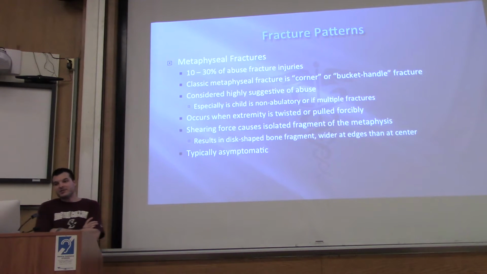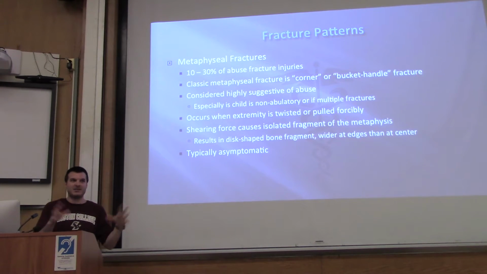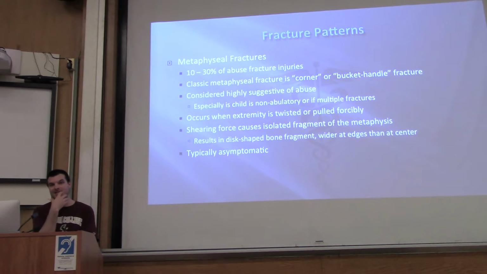These corner fractures are 10 to 30% of abuse fracture injuries. Your classic is the corner fracture or the bucket handle fracture, and it's the same fracture, it just depends what angle you get on the x-ray. There are two different names for how they look. This is considered highly suggestive. I would say this and posterior rib fractures are kind of the two classic abuse fracture patterns. Not to say they can't happen accidentally. Highly suggestive, especially with a non-ambulatory patient, more than one of them.